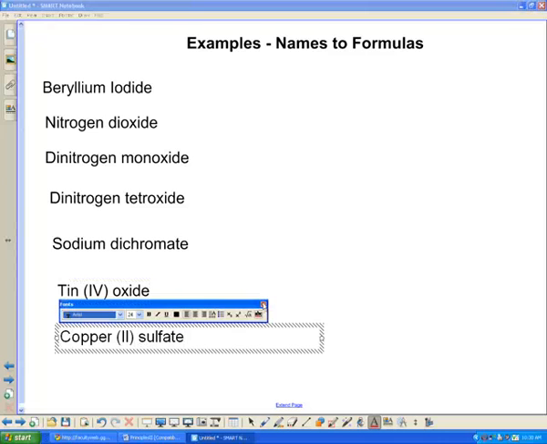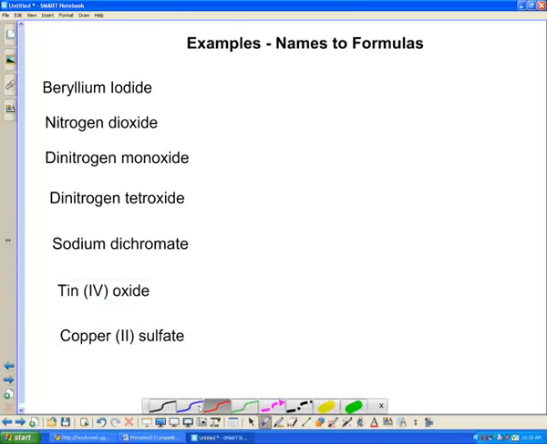We're going to go through these in exactly the same way we did before. First, ionic or molecular. Okay, so is there a metal? Well, beryllium's a metal. Nitrogen and oxygen are not. They're still not. And they're still not. Well, sodium here is a metal. Tin is a metal. And copper is a metal. Alright. So again, let's do the ionic ones first.